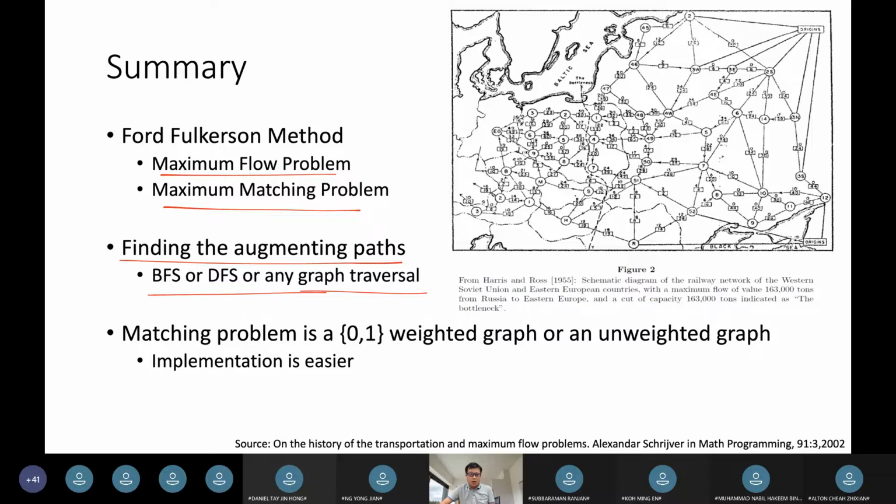And a matching problem is just a 0-1 weight graph, or an unweighted graph. But in the general flow network, the value can be more than 1. Because of matching, we just have 0 or 1, match or not. So that's why the weight of the graph is just 0 or 1, so it's easier to implement.